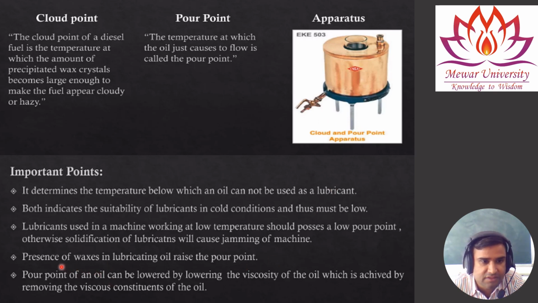So there should be less presence of wax in the fuel, so that it should not raise the pour point. Otherwise there will be a problem in the flow. And the pour point of an oil can be lowered by lowering the viscosity of the oil, which is achieved by removing the viscous constituent of the oil. So this is the solution for how we can improve the pour point.